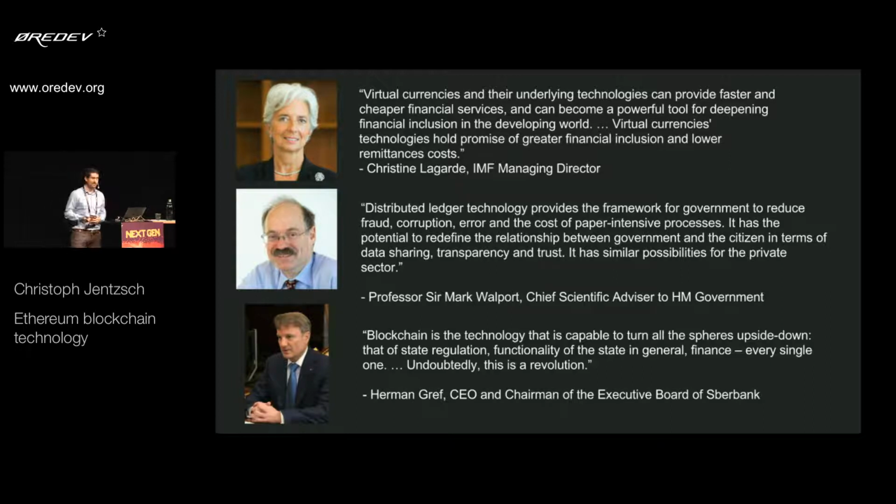And Hermann Gref is maybe someone you may not really know, but he was the Minister of Foreign Trade under Putin for 8 years, and he's now the head of the largest bank in Russia. And he, for example, said blockchain is a technology that is capable to turn all the spheres upside down. The state regulation, functionality of the state and general finance, every single one, undoubtedly this is revolution. And this is just coming now from the politics sector. I could show you similar quotes coming from the tech sector of people like Andreessen Horowitz, those VC funds putting a lot of money into blockchain startups, and there have been billions invested over the last years in blockchain startups building solutions on top of this.